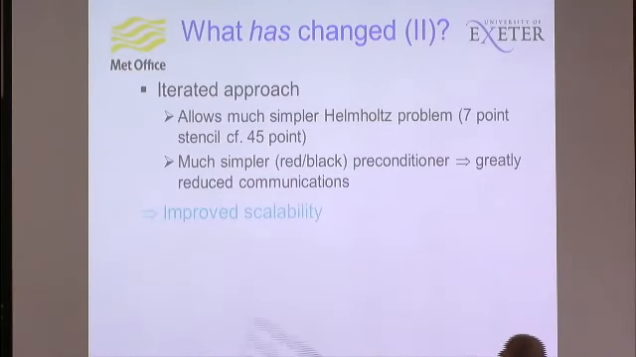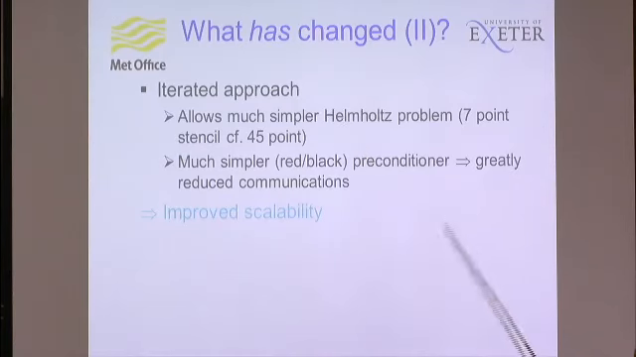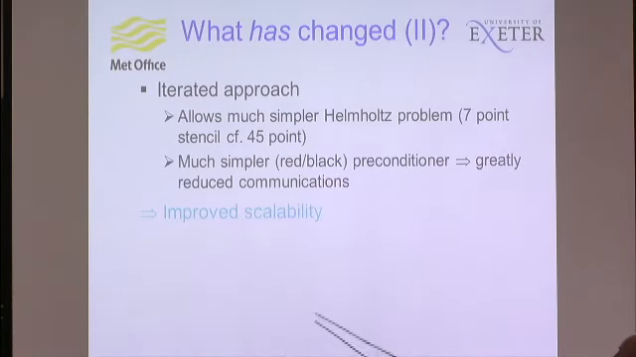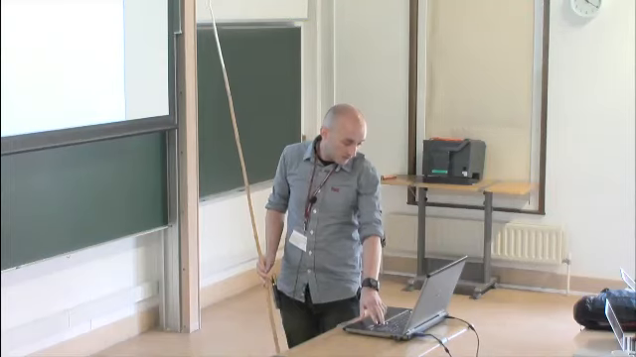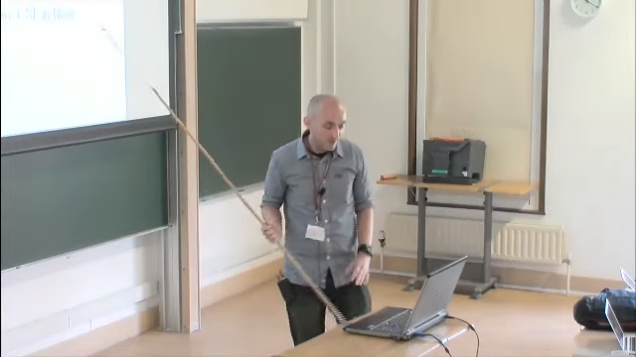So I mentioned the iterative approach. One of the things it gives us is a much simpler Helmholtz problem. For each grid point, we now only have a 7-point stencil instead of the larger 45-point stencil of the new dynamics. The main gain that gives us is a much simpler preconditioner, which reduces the communication, so greatly improves the scalability of the model, and I'll show some results showing scalability later.